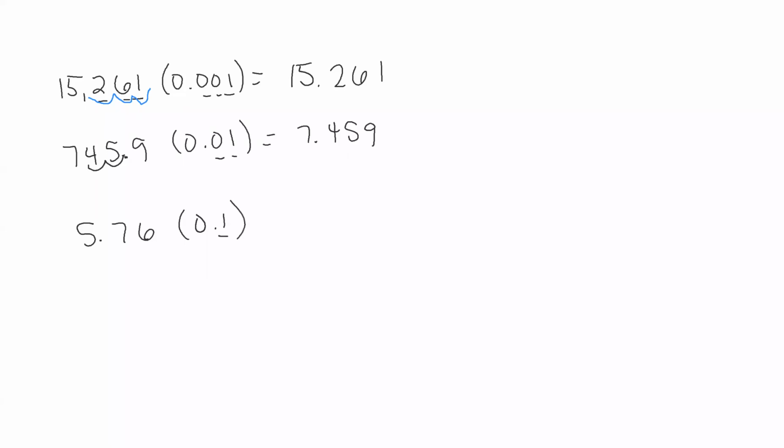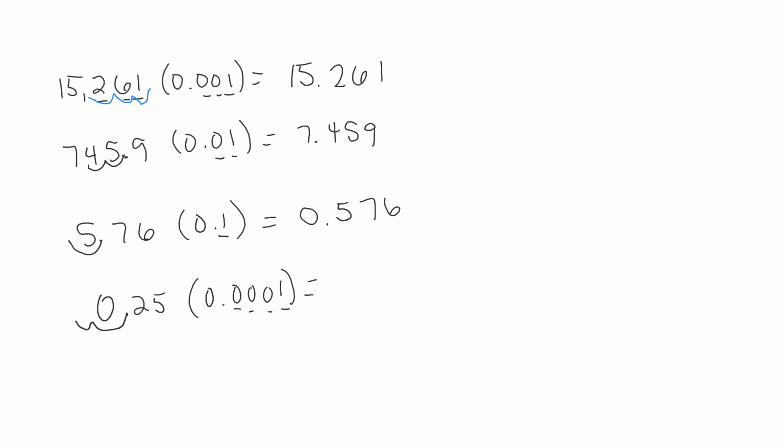What if I had, let's say, 5.76 times 0.1? Well, same thing, I've got 1 decimal place. Starting at the decimal, I move it to the left once, so I get 0.576. What if I had 0.25 and I said we're going to multiply it by 0.0001? Well, I've got 4 decimal places in that power of 10, so I'm going to move my decimal back 1, 2, 3, 4 times, fill in those zeros, and our final answer is going to be 0.000025. And that's it.